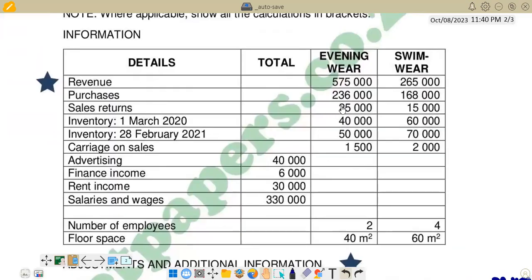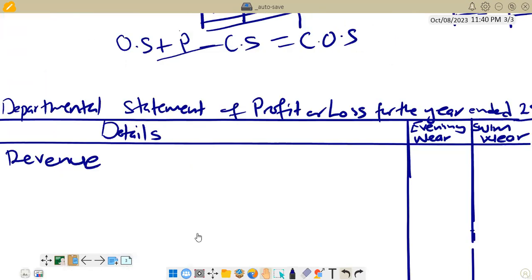And then for swimwear, we are going to say 265. Then we subtract the returns, which are 15,000. So that's what we are going to summarize there for revenue.